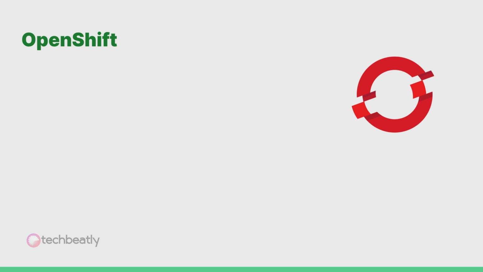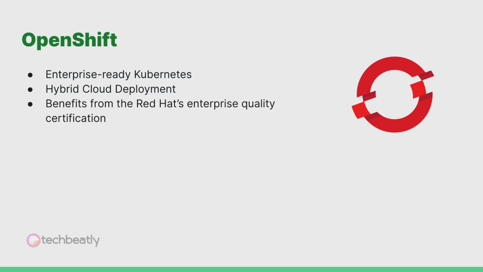OpenShift is the enterprise-ready Kubernetes distribution with a lot of enterprise features added on top of Kubernetes. You can deploy OpenShift clusters on top of public cloud, private cloud, or whatever of your choice. Major components in OpenShift come from RHEL and related Red Hat technologies. Hence, you get the benefit from the intense testing and certification initiatives. Of course, OpenShift is open source, which makes this product more open and collaborative.